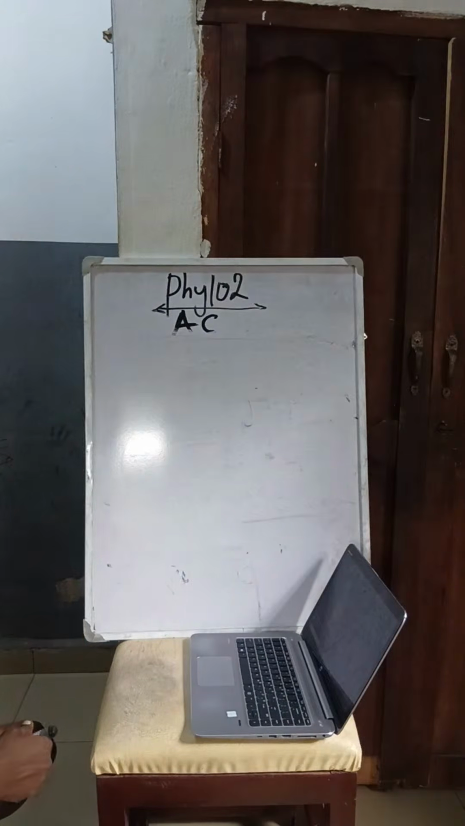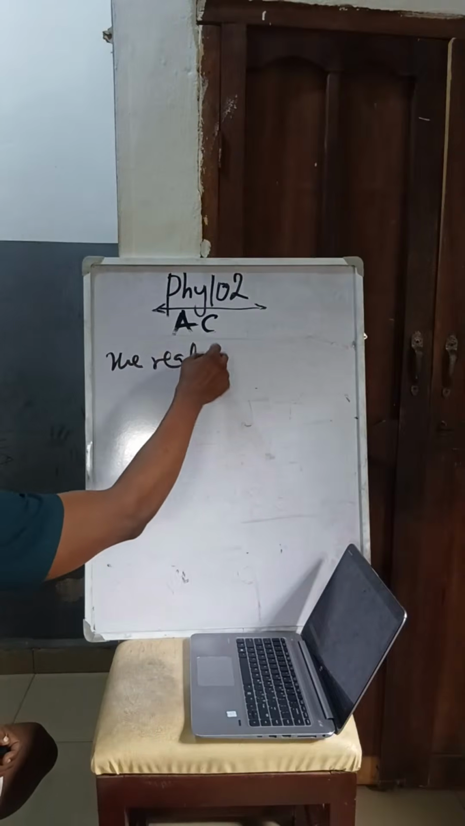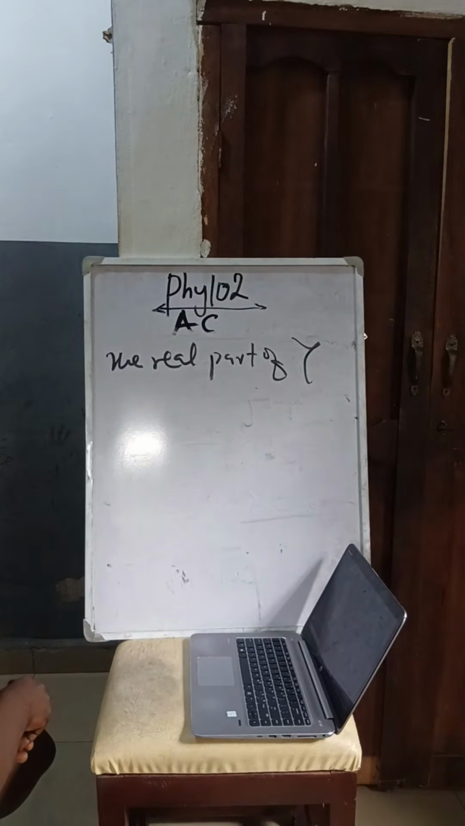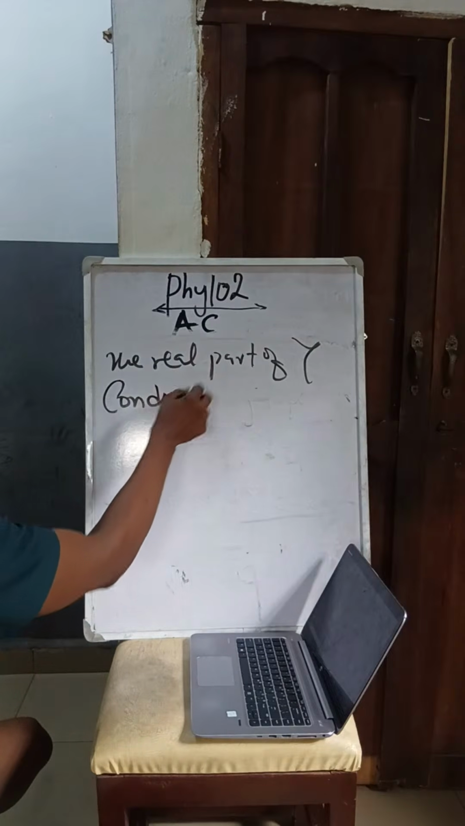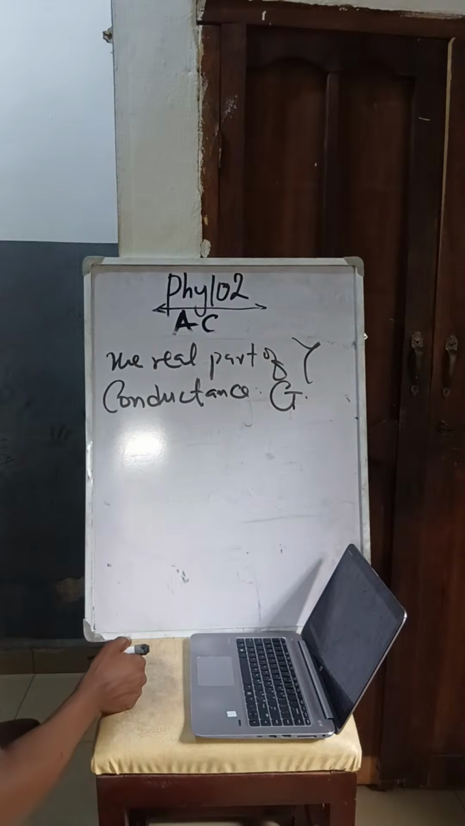Conductance is the real part of admittance. Its symbol is G.